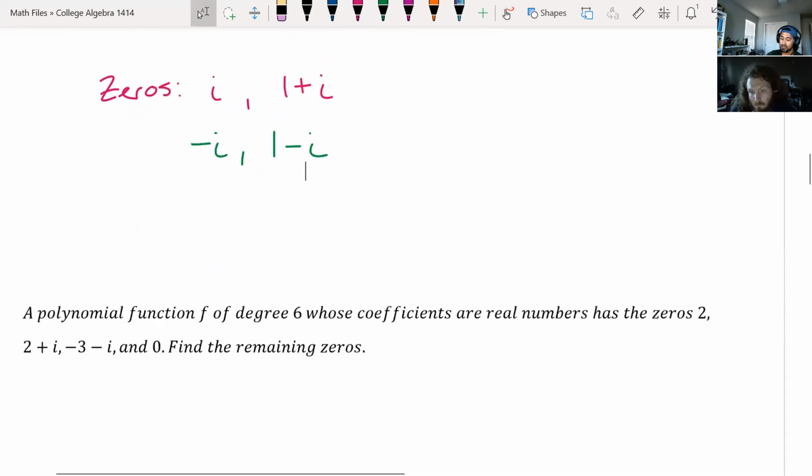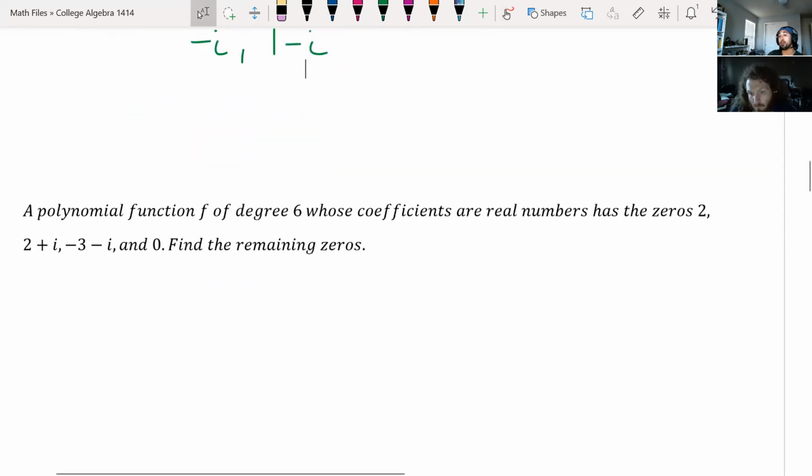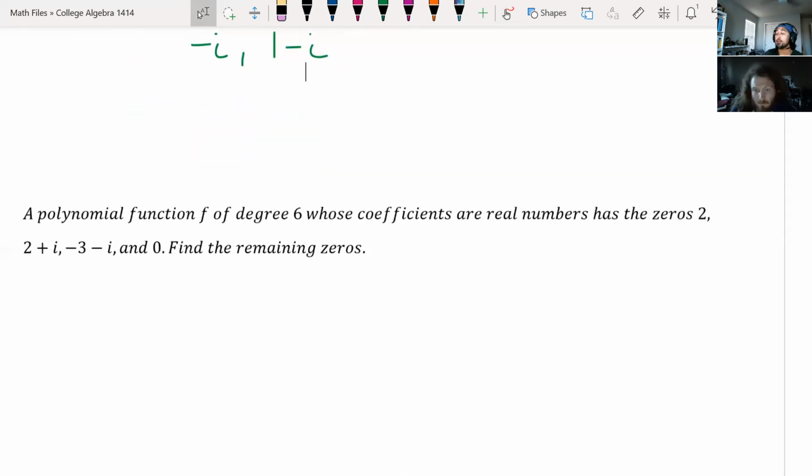Okay. Next, a polynomial function of degree 6 whose coefficients are real numbers has the zeros 2, 2 plus i, negative 3 minus i, and 0.